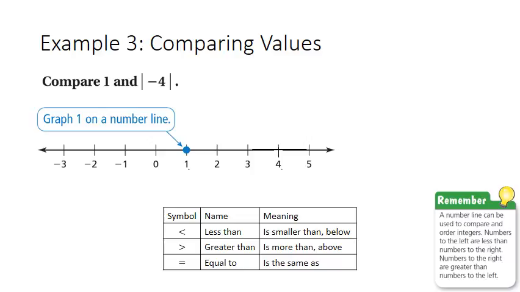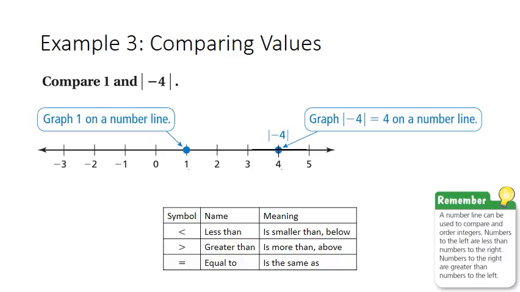Okay, so as we look at example number 3, we're now going to be looking at comparing values. When we're comparing values, we're going to be using some inequality symbols. These symbols should be fairly familiar to you. We have this little arrow pointing to the left when we are talking about less than, which means it's smaller than or it's below. We're talking about this arrow pointing to the right when it's greater than, it's more than, it's above that number. We're talking about this equal sign when it's equal to or has the same value as. So we can use number lines to compare and order integers.